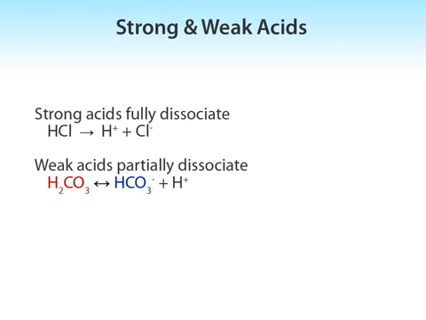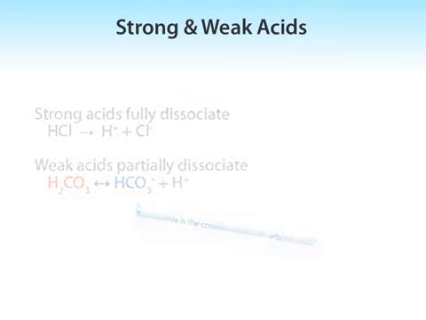Strong acids fully dissociate at pH ranges compatible with life. Hydrochloric acid always runs to the right and goes to completion. Weak acids only partially dissociate. In this equation, carbonic acid donates protons as the equation runs to the right. However, bicarbonate accepts protons, causing the equation to run leftward. We consider bicarbonate a buffer because as hydrogen ion concentrations rise, bicarbonate pulls them out of solution.